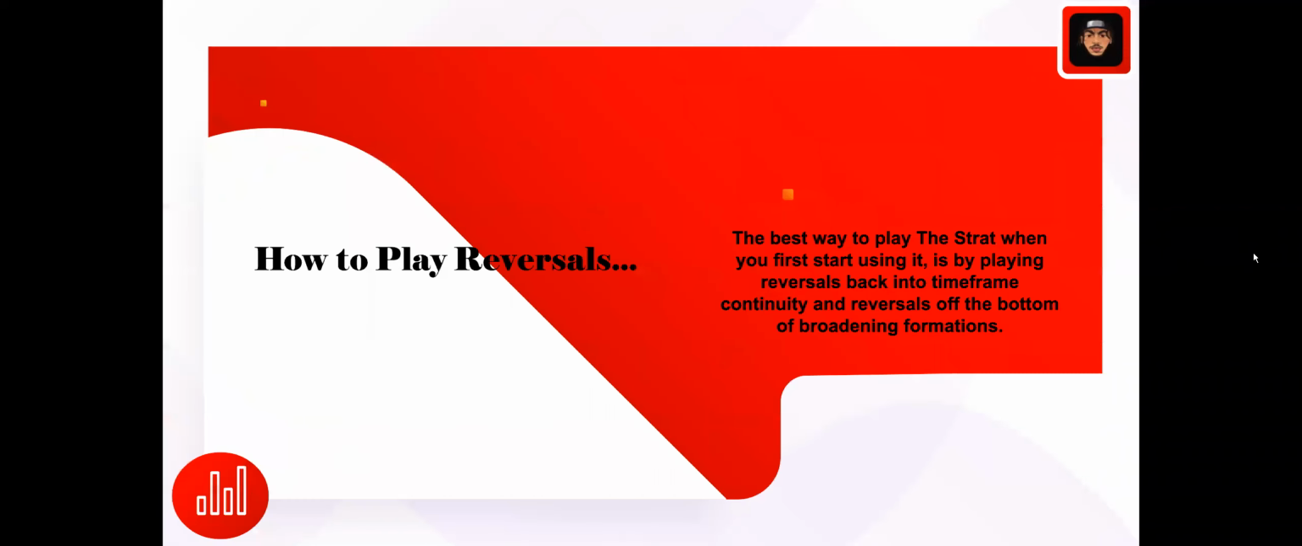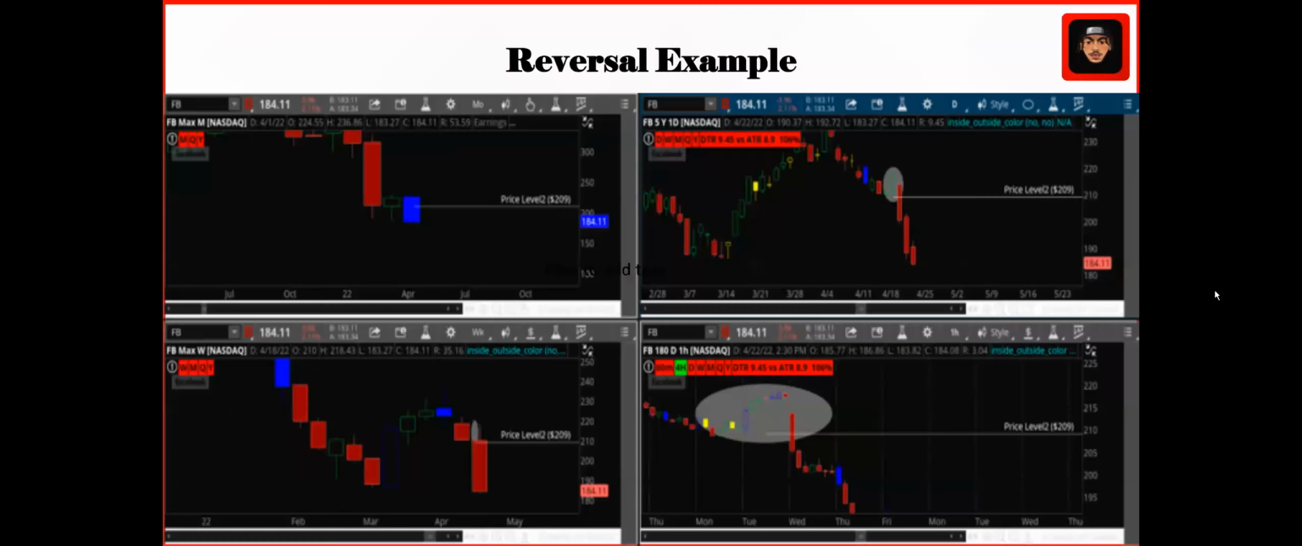Now, reversals, how to play reversals. The best way to start out when you're playing a strat is to play reversals back into continuity, or reversals off the bottom of the broad information. Again, you'll know it's the bottom because price reverses. So I have an example for that. And that's why a lot of people in the group are saying they're playing the 30 and 30. They're taking reversals on the 30, back into continuity, and they're hoping to get 30%.